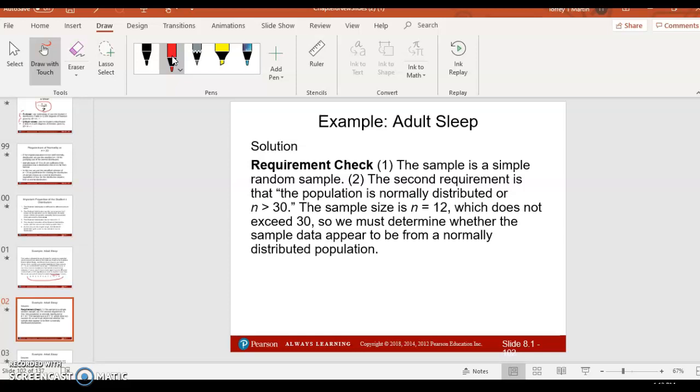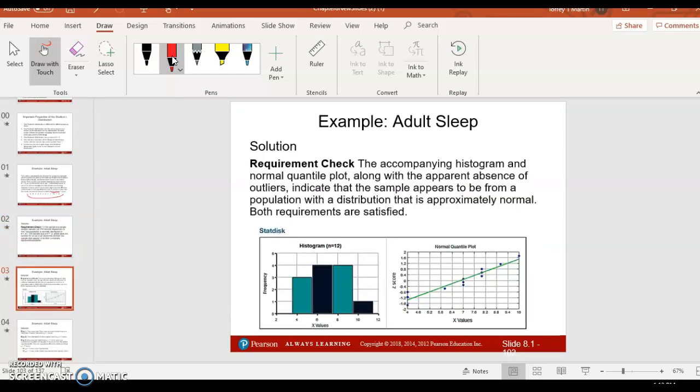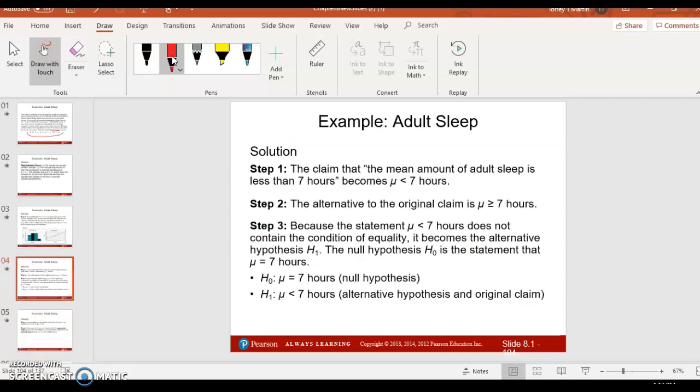Again, I'm just going over the requirement check: yes, this is a simple random sample, and the second requirement is that the population is normally distributed, or n is greater than 30. The sample size is n equal to 12, which does not exceed 30, so we must determine whether the sample data appear to be normally distributed. Once we put it all in, we see that it does. This is just a visual view of the data.